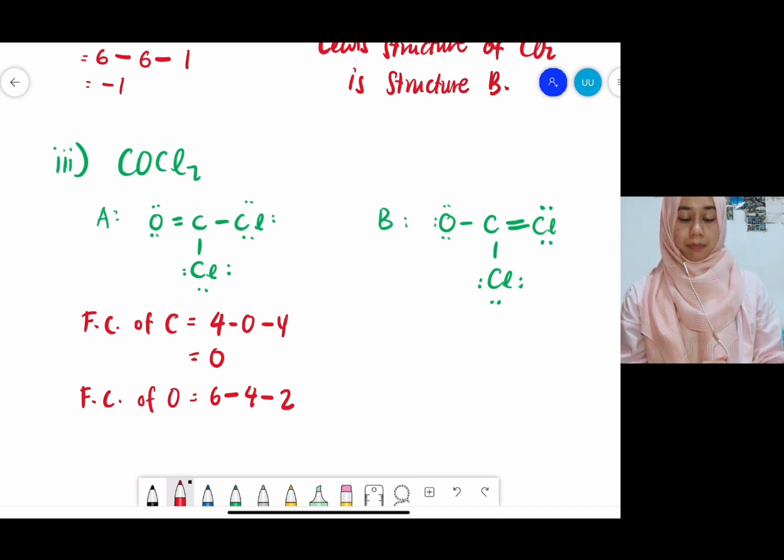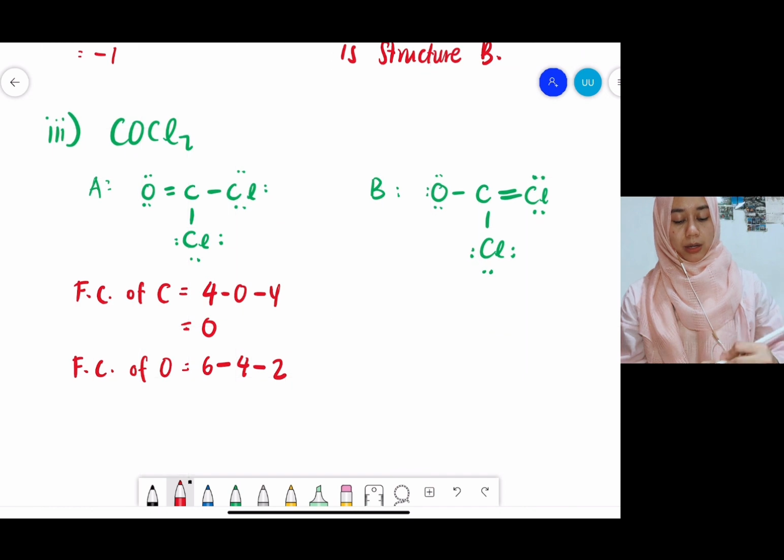Kenapa kena minus 4? Sebab ada 2 lone pair. And then kenapa kena minus 2? Sebab dia ada 2 bonding pair. Okay. So, kamu akan dapat untuk oksigen ni, dia adalah 0 juga.